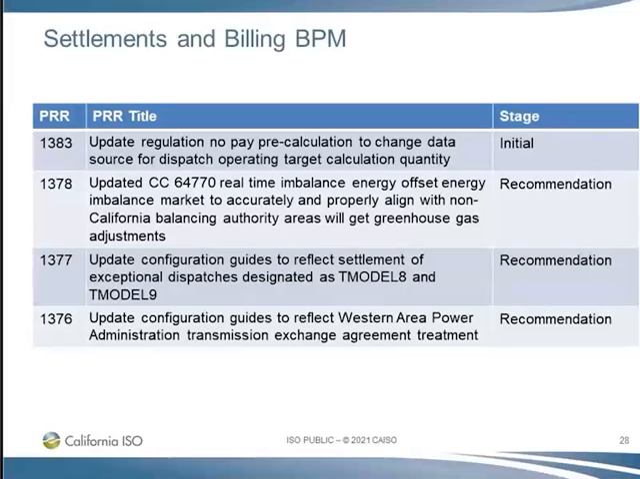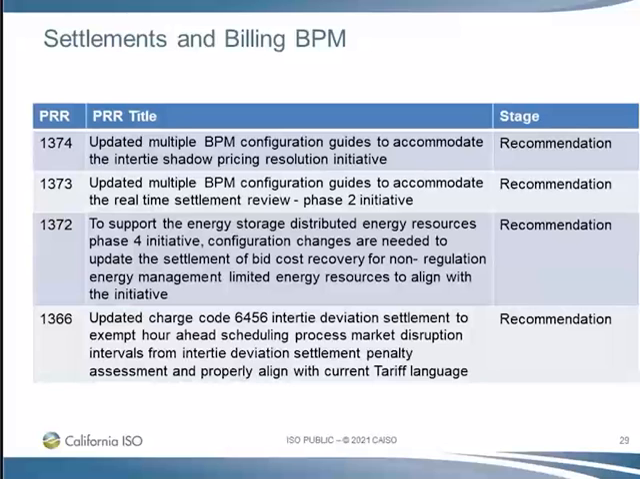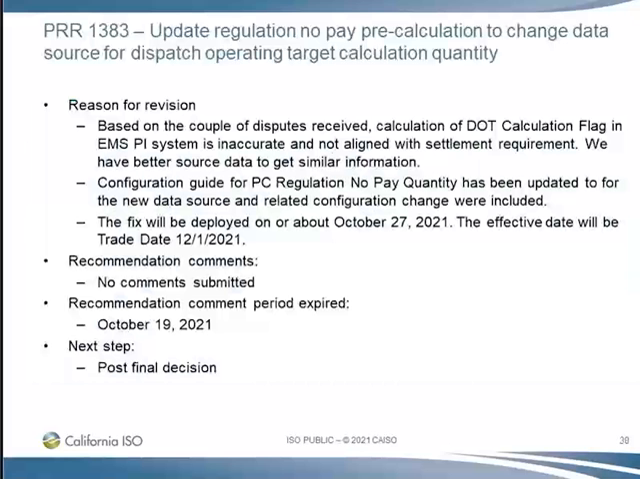Next, we have our settlements and billing BPMs. We do have 8 PRRs, so instead of reading through all of them, I'm going to hand it over to Brenda to discuss these 8 PRRs. Thank you, Nicole. Starting with the first one, we have 1383.